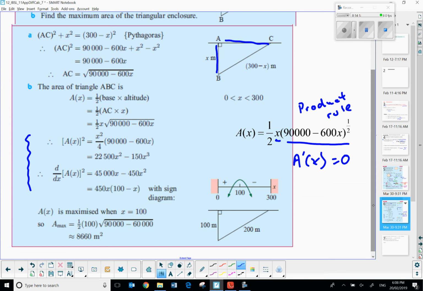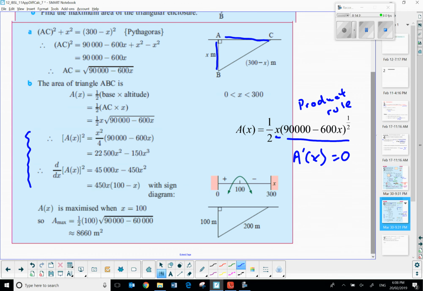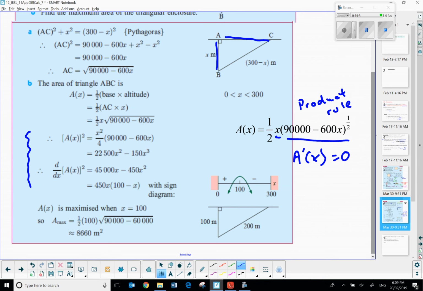So our maximum's at 100. It's asking what is the actual area that is the maximum. You then substitute it back into the original function to get your area, or get it from your calculator at 8.66 times 1,000 gives us 8,660. Hope I'm not going too fast. Anyway, there are 2 examples that we've gone through, and the optimum situation is a maximum.